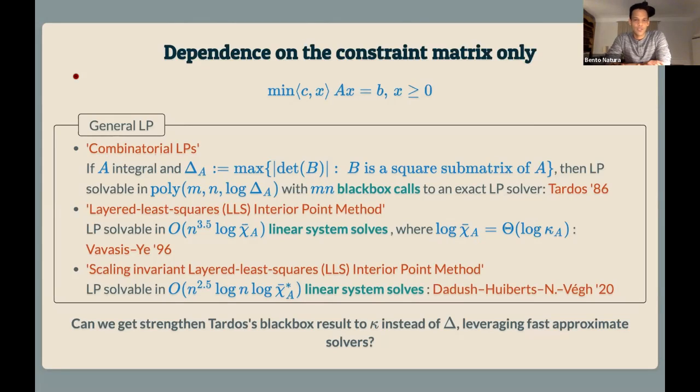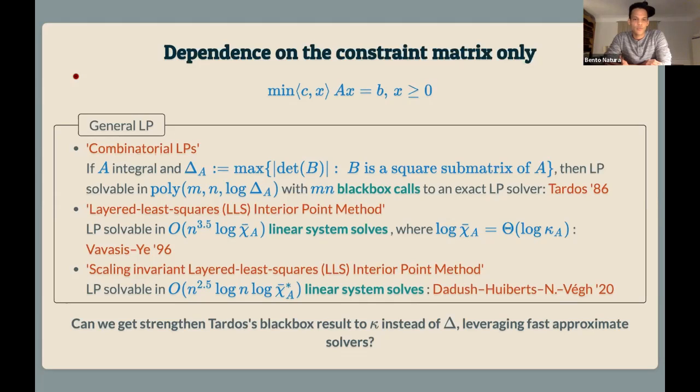Those are the layered least squares interior point method by Vavasis and Ye, which we sped up this year to a runtime that is n to the 2.5 log n log chi bar, where chi bar is some condition number that in log terms is in theta of log kappa, so they are essentially equivalent. But here we speak about linear system solves. What Tadeusz has is that she only has mn black box calls to an exact LP solver. In particular, you can plug in these fast solvers that we've seen in the previous slides from the last decade, and therefore her algorithm would be faster for those.